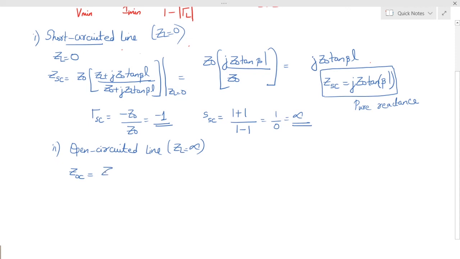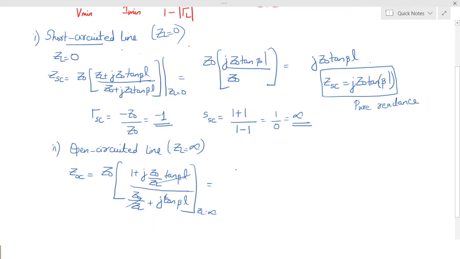So what will happen? Z0 into 1 plus j Z0 by ZL into tan beta L, divided by Z0 by ZL plus j tan beta L. Okay, so you are dividing throughout with ZL. So 1 plus j Z0 by ZL tan beta L, and Z0 by ZL plus j tan beta L. Whenever ZL value is infinity, 1 by ZL will be 0. So both these terms will be 0 because 1 by infinity is 0.